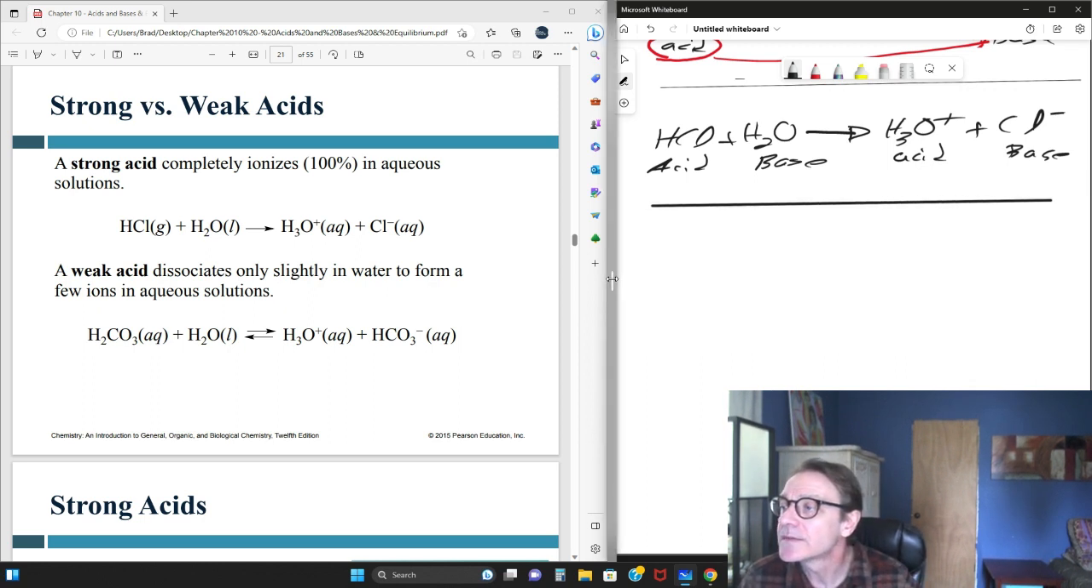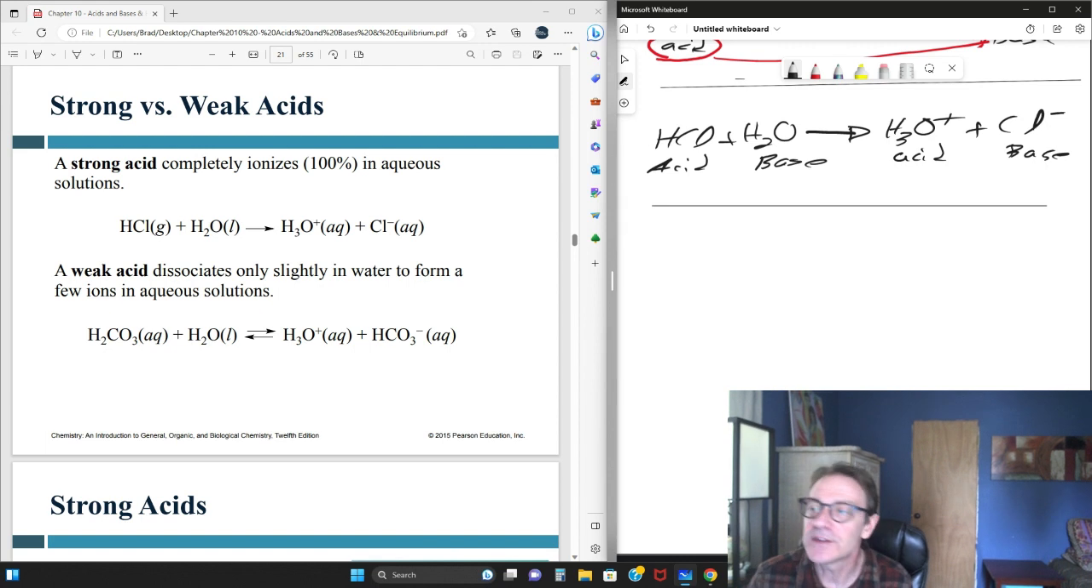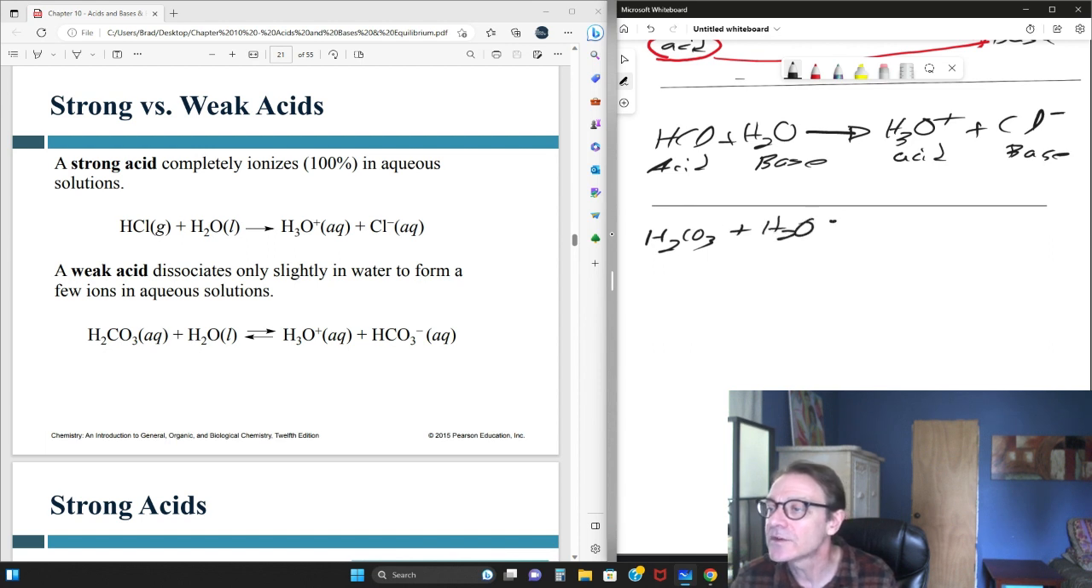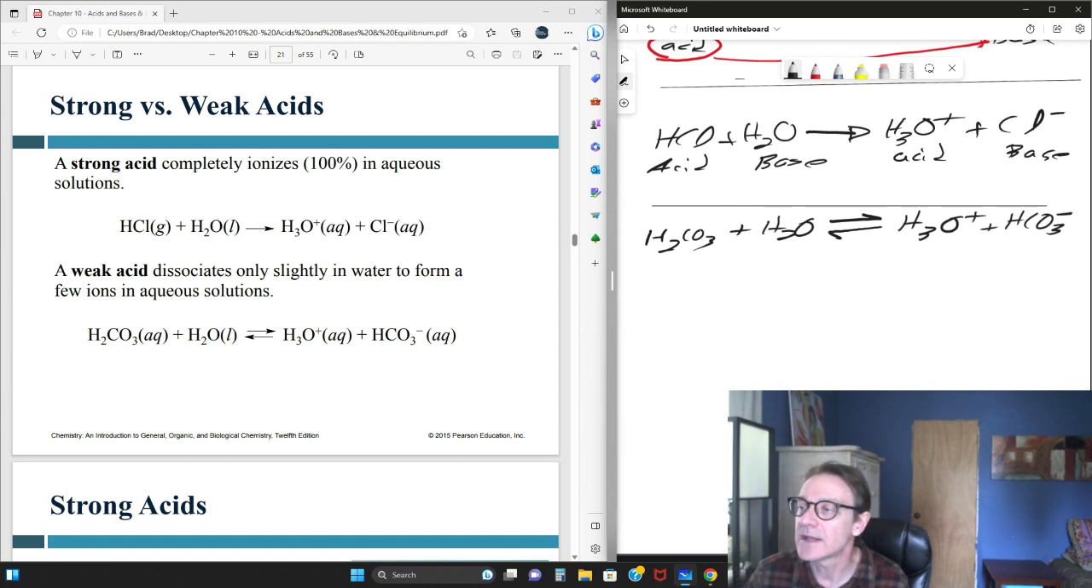Weak acids, just like it sounds, do not completely dissociate. So we have something like that in aqueous solution. We indicate those by saying there is an equilibrium on both sides. It doesn't push all the way to the right-hand side. There's an equilibrium that ends up with, again, our hydronium ion and carbonate with its negative right there. So a weak acid, incomplete dissociation.